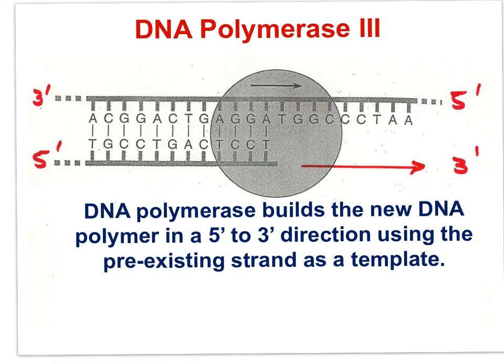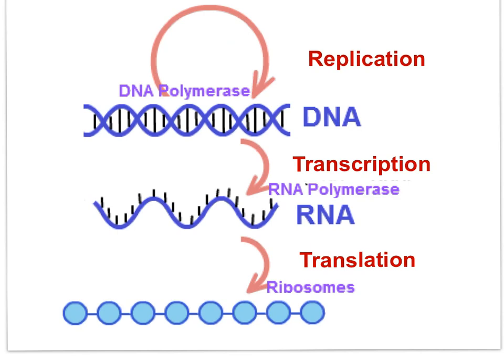The enzyme that polymerizes DNA during DNA replication is DNA polymerase. In prokaryotic cells, the enzyme is better known as DNA polymerase III. DNA polymerase uses the template strand and base pairing rules to construct the new DNA strand in a 5' to 3' direction. In comparing DNA replication to transcription and translation, in replication, DNA polymerase III catalyzes the synthesis of DNA from a DNA template. In transcription, RNA polymerase catalyzes the synthesis of RNA from a DNA template.